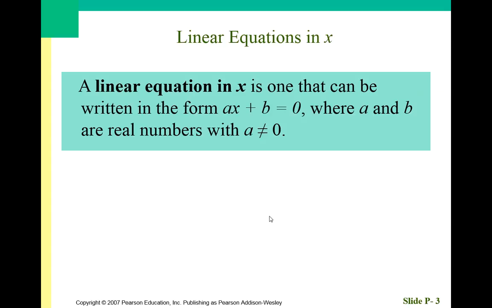Other things that aren't new to you is that a linear equation in x is one that can be written in the form ax plus b equals 0, where a and b are real numbers, and I am going to point out that a cannot equal 0, because if a equals 0, 0 times x would be 0, I would have no more x's, and suddenly things got weird.